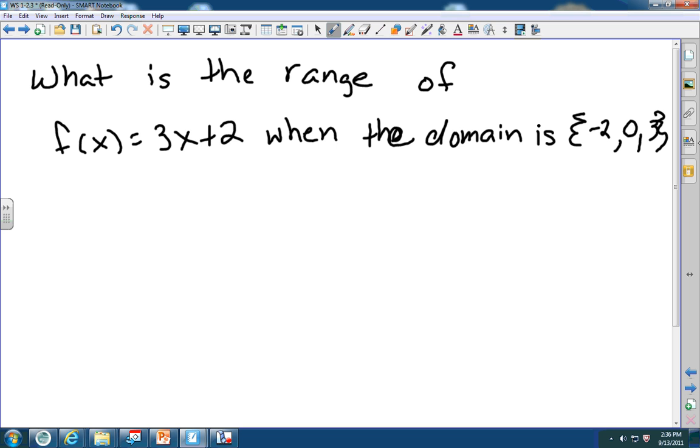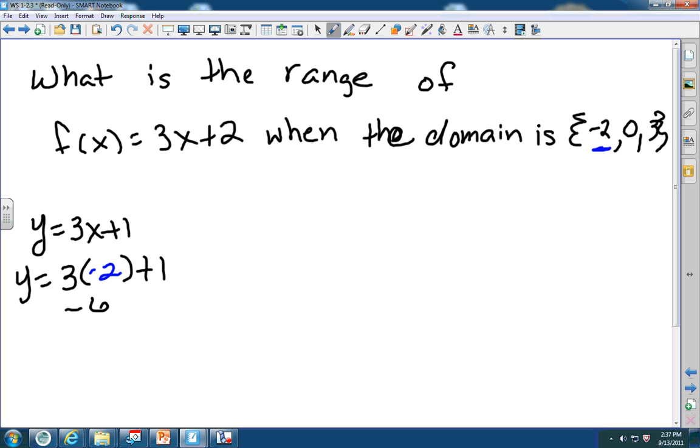So, I have y equals 3x plus 1. Okay, my first one right here is going to be negative 2. So I'm going to go over here and it says 3 times x plus 1. Right here it's negative 2, so I'm going to put this in here, negative 2. 3 times negative 2 is negative 6 plus 1, which is y equals negative 5. So there's my first one.